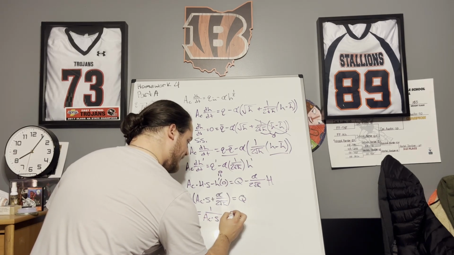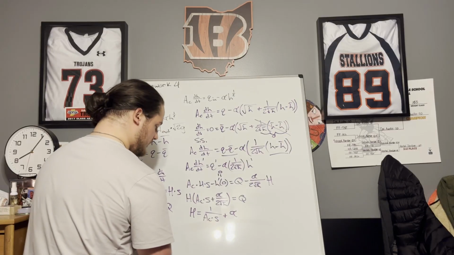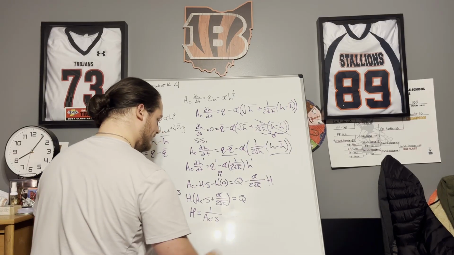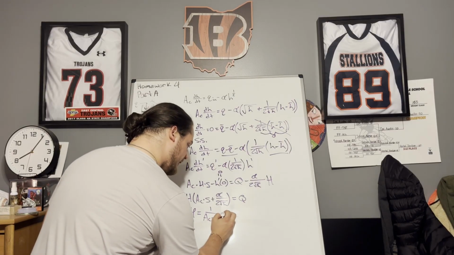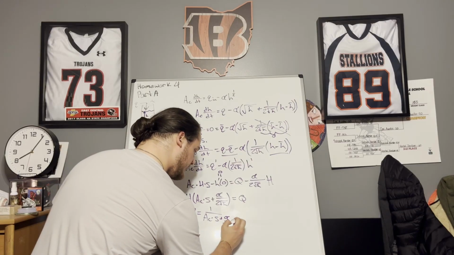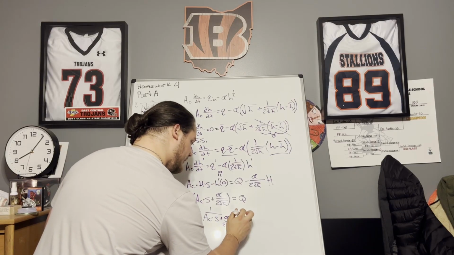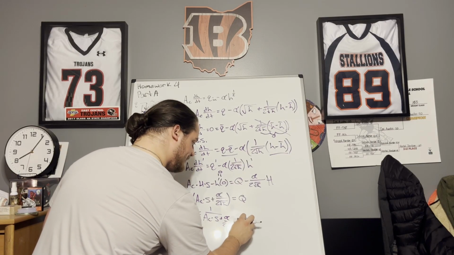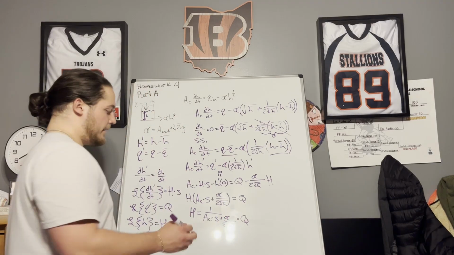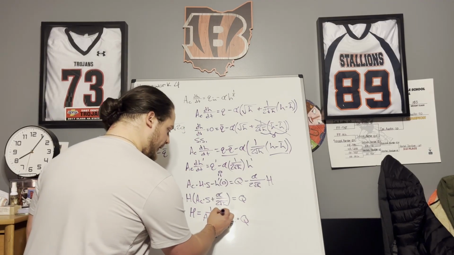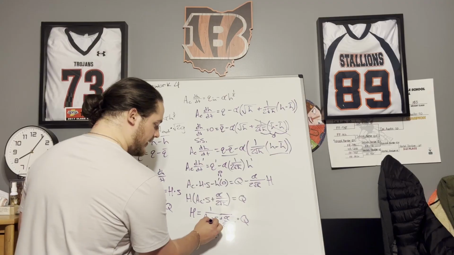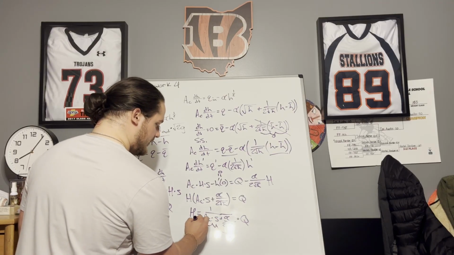alpha over 2 square root of h bar. And then lastly times q. So now that we have defined this, we have our transfer function right here. So we can denote that TF.